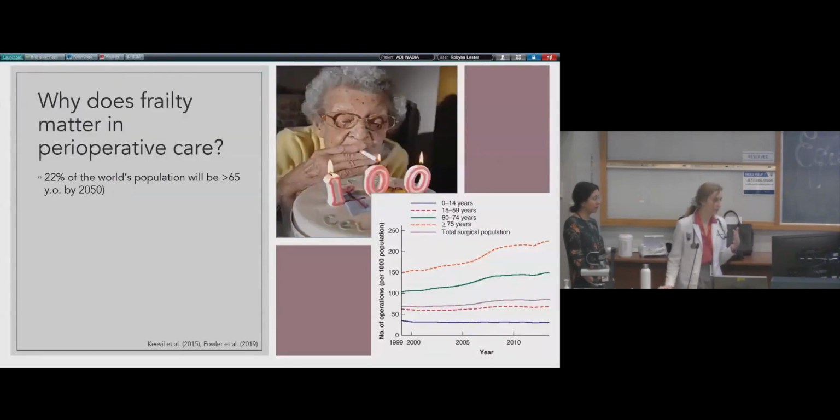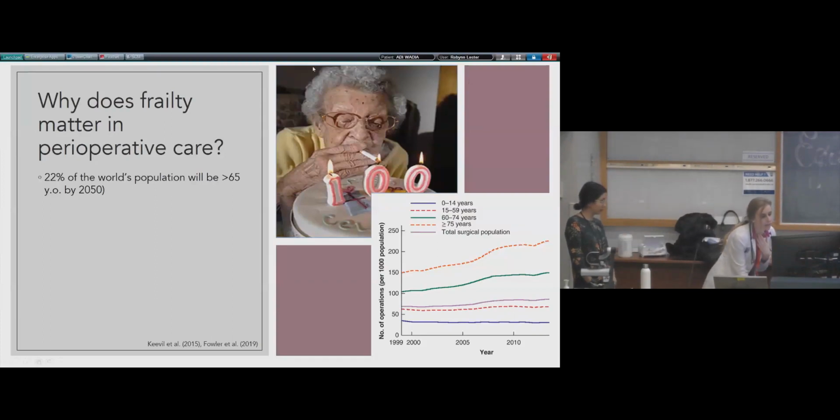So why does frailty matter? So just over 20% of the world's population will be over 65 by 2050. And so that's double what it was in 2000. And not only that, but if you actually look at the number of operations over the years, so from 2000 to close to 2020, the number of operations in those 15 to 59 has stayed roughly the same. But when you actually look at the over 75 category up here and the 60 to 74 category, the number of operations is increasing substantially. And that's why we should care about frailty.